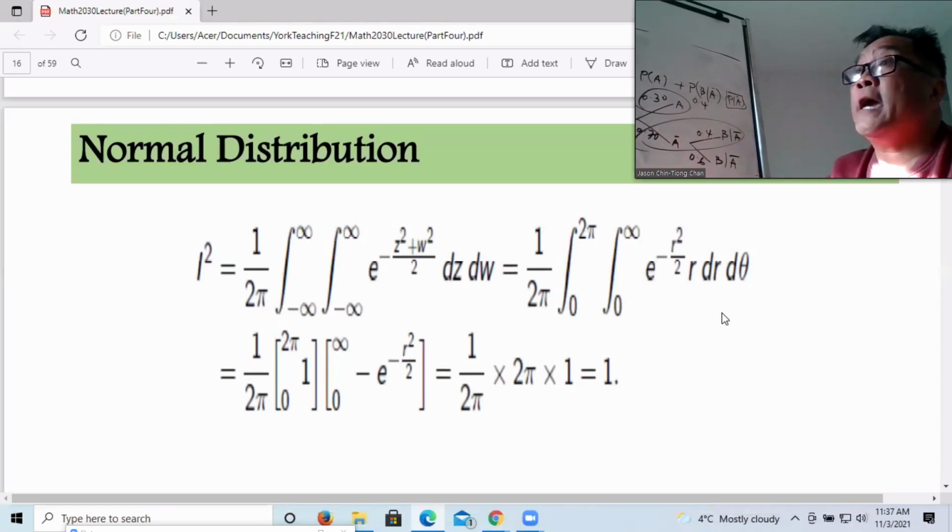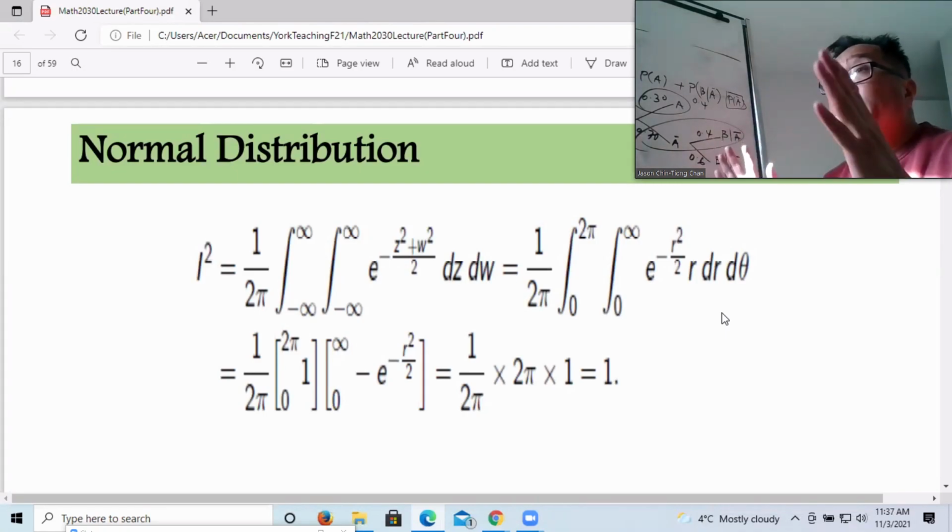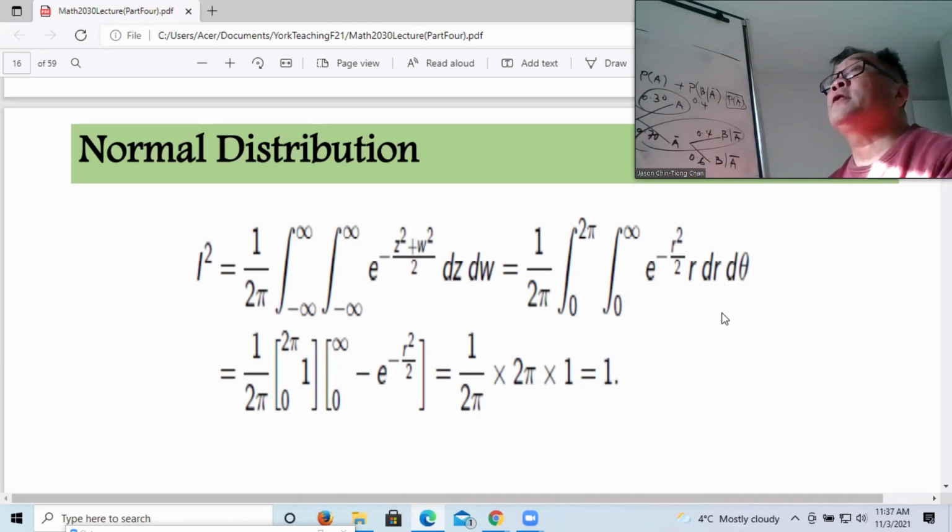But we have to know the idea. The idea here is the area under the curve is equal to total probability. So how do we calculate the area under the curve? We use integrations. Is that okay? Yeah.